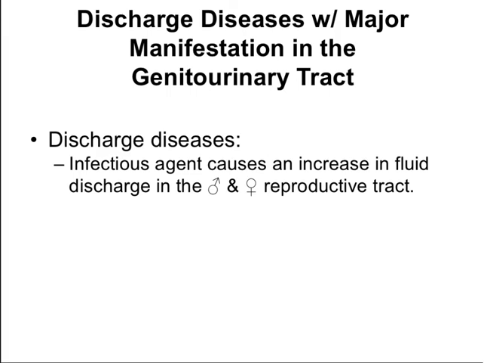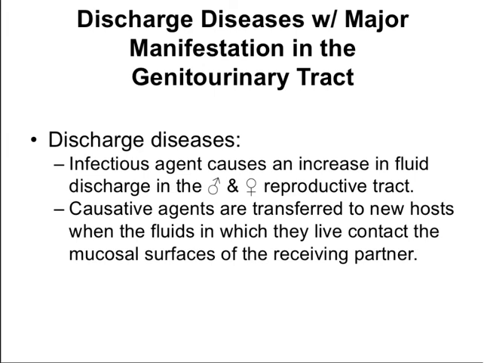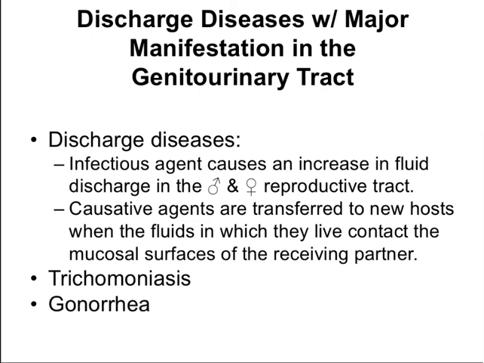Discharge diseases are infectious agents that cause an increase in fluid discharge in the reproductive tract of men and women. Causative agents are transferred to new hosts when the fluids in which they live contact the mucosal surfaces of the receiving partner. Trichomoniasis and gonorrhea are two common discharge diseases, along with chlamydia. Now, remember that gonorrhea is caused by a bacteria. Trichomoniasis is a protozoal disease, right? We talked about that in the chapter on GI diseases, and it's caused by a nematode that can form cysts in undercooked meat, such as pork, okay? And we'll also discuss chlamydia.